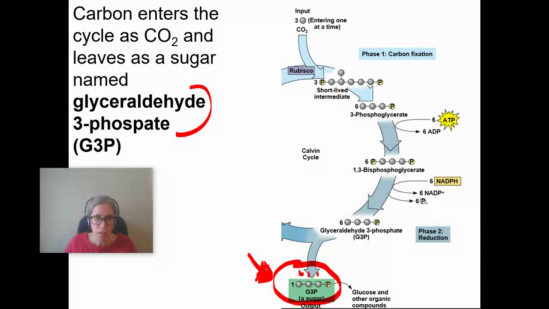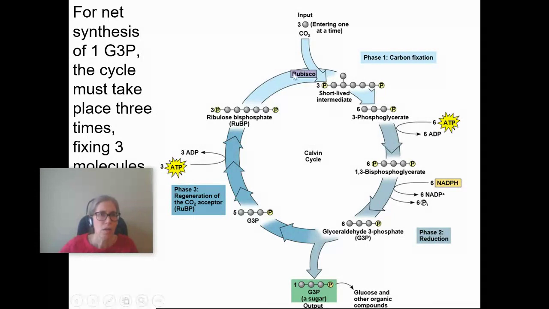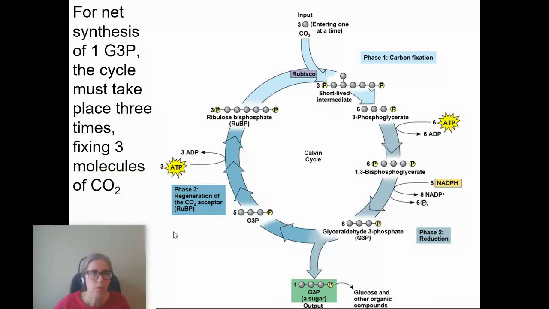Well, there's 3 carbons here, right? So you'd actually need to have 3 carbon dioxides. How many do you need to make glucose? Well, there's 6 carbons in glucose, so you'd actually need 6 carbon dioxides, right? So for net synthesis of 1 G3P, the cycle has to go around 3 times, right? But to make glucose, it would have to actually go around 6 times.